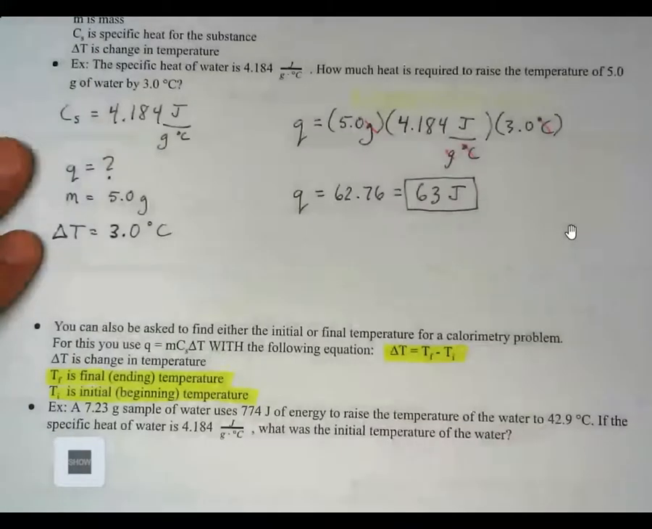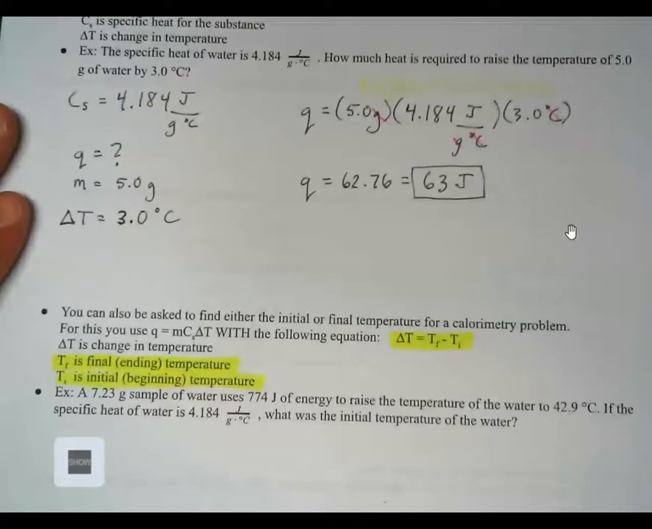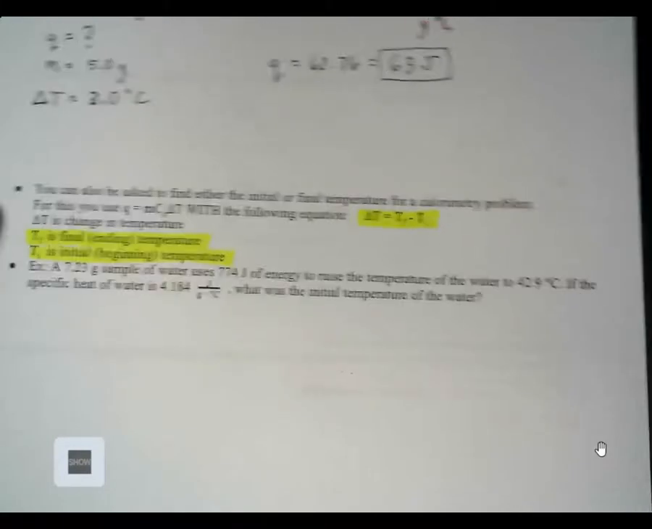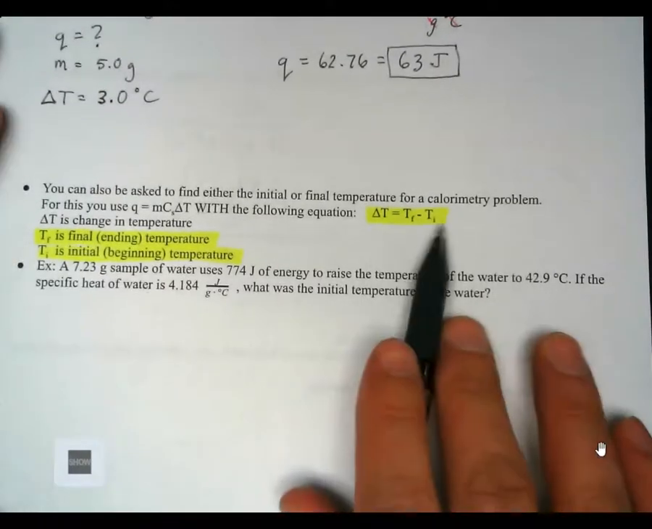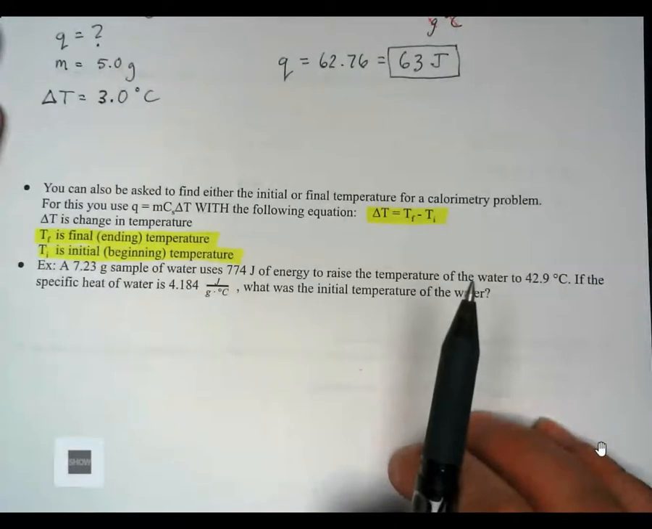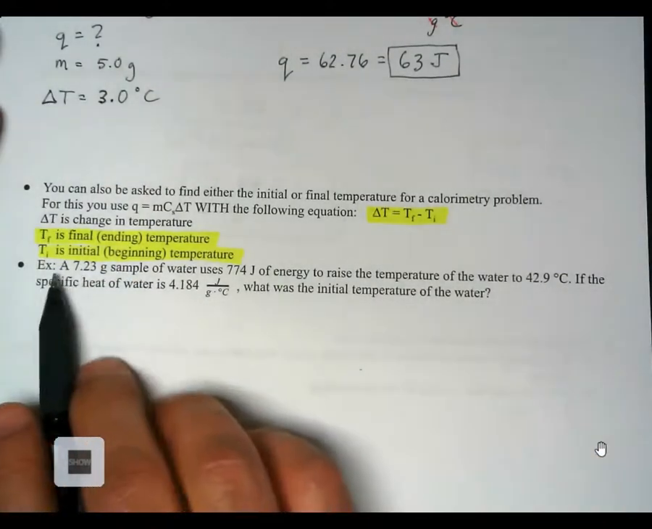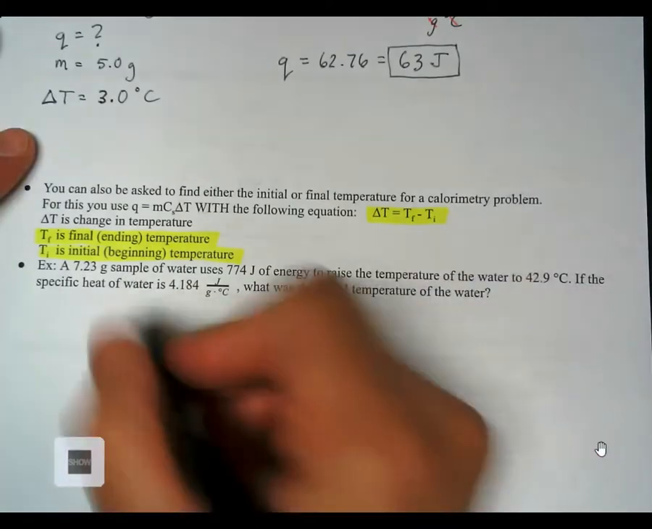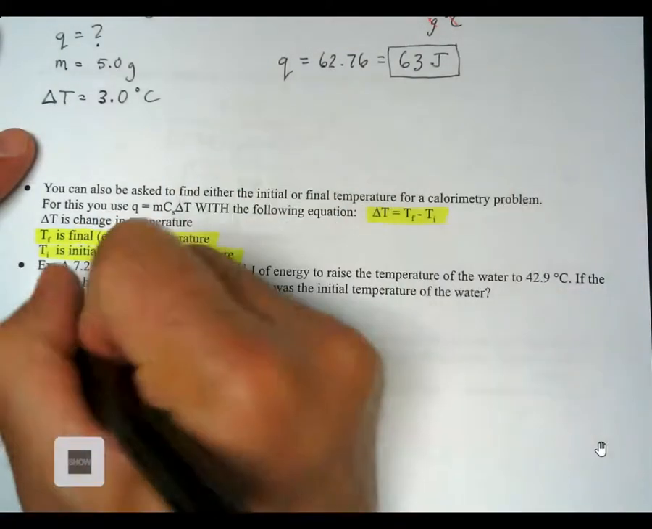Okay, so this one is a little more complicated. This one's a problem where we're finding one of these parts. So let's go through it. I'm just going to organize my information as I go through. So a 7.23 gram sample of water. So I've got that's a mass.